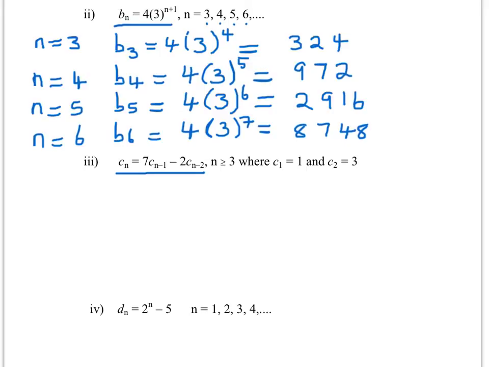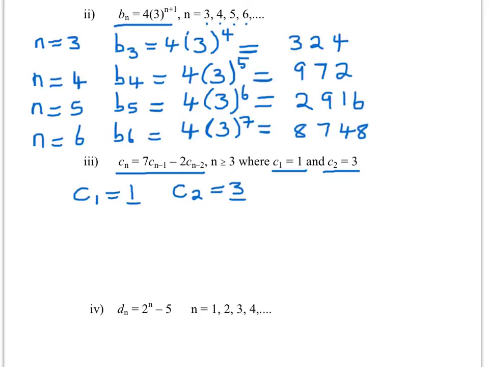Now part 3, the formula is given by this particular equation here. Cn is equal to 7 times Cn minus 1 minus 2 times Cn minus 2. Now Cn minus 1 is just the term previous to Cn, and Cn minus 2 is just 2 terms previous to Cn. So this here is called a recursive formula, and to generate it we have to be given the initial values. So we're actually given the first two terms of the sequence. C1 is equal to 1, and C2 is equal to 3.